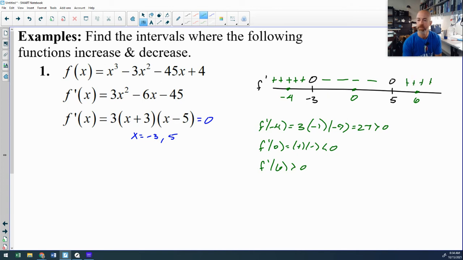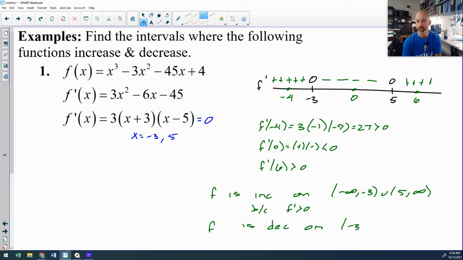And now I can look at this number line, and I can tell that f is increasing on the intervals -infinity to -3, and then again from 5 to infinity, because the derivative is positive. So because f prime is positive. And then I could say that f is decreasing on the interval -3 to 5. And that is because on that interval, my derivative is negative.